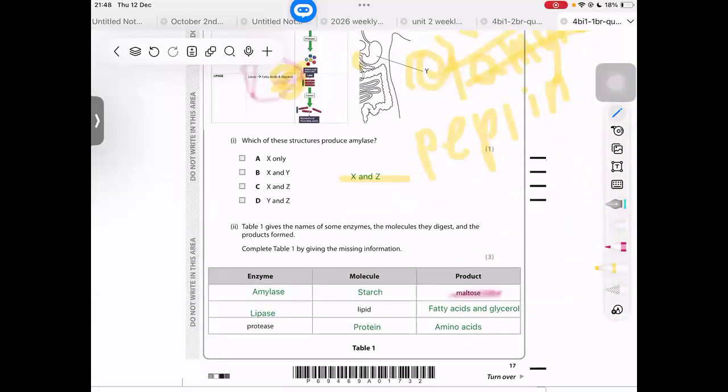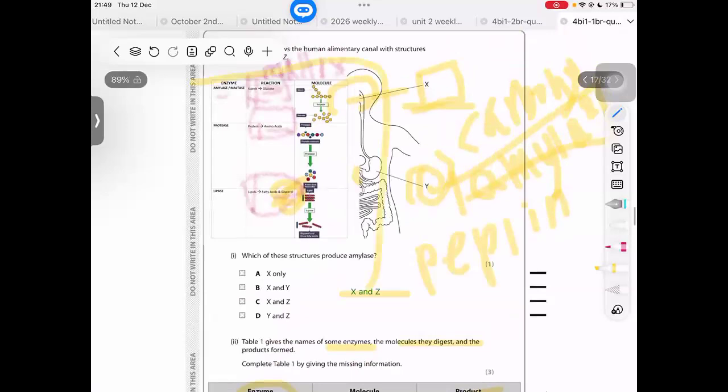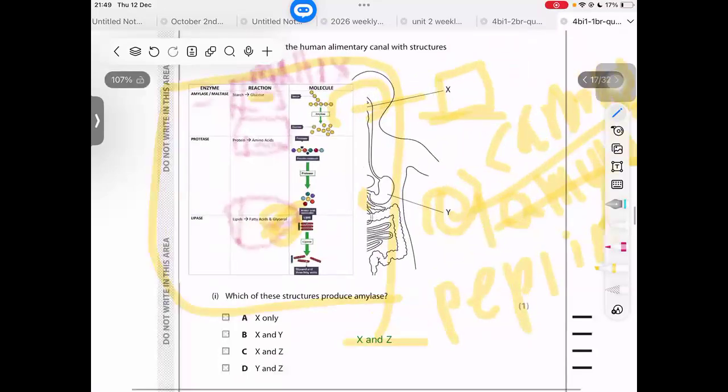So you can see Table 1 gives some of the enzymes, the molecules they digest and the products formed. You can see the amylase enzyme, which creates maltose. It breaks down starch into maltose. And lipid is the molecule. Lipases are the enzymes which convert lipids into fatty acids and glycerol. But I took this from an IGCSE Edexcel recommended book, so maybe they have made a bit of a mistake over here.